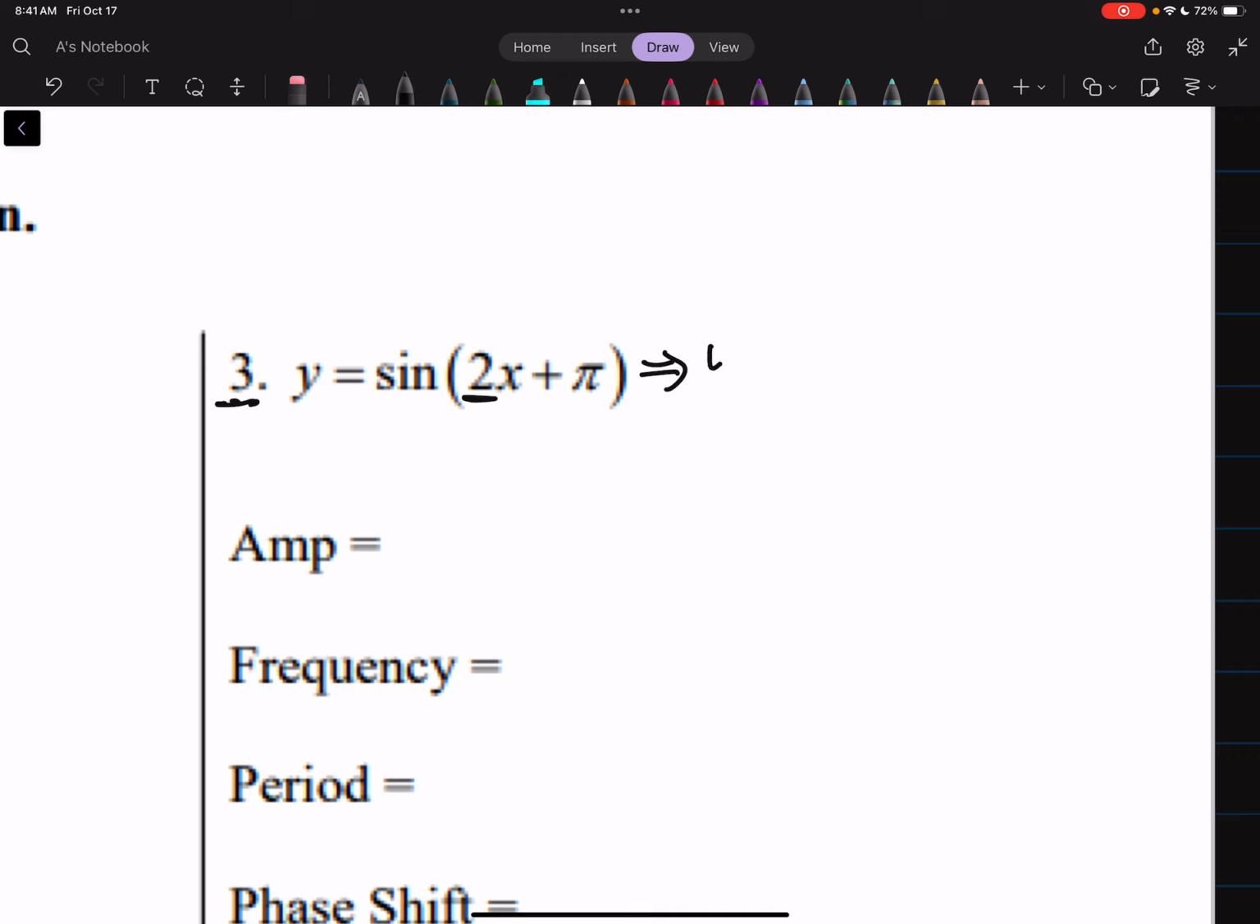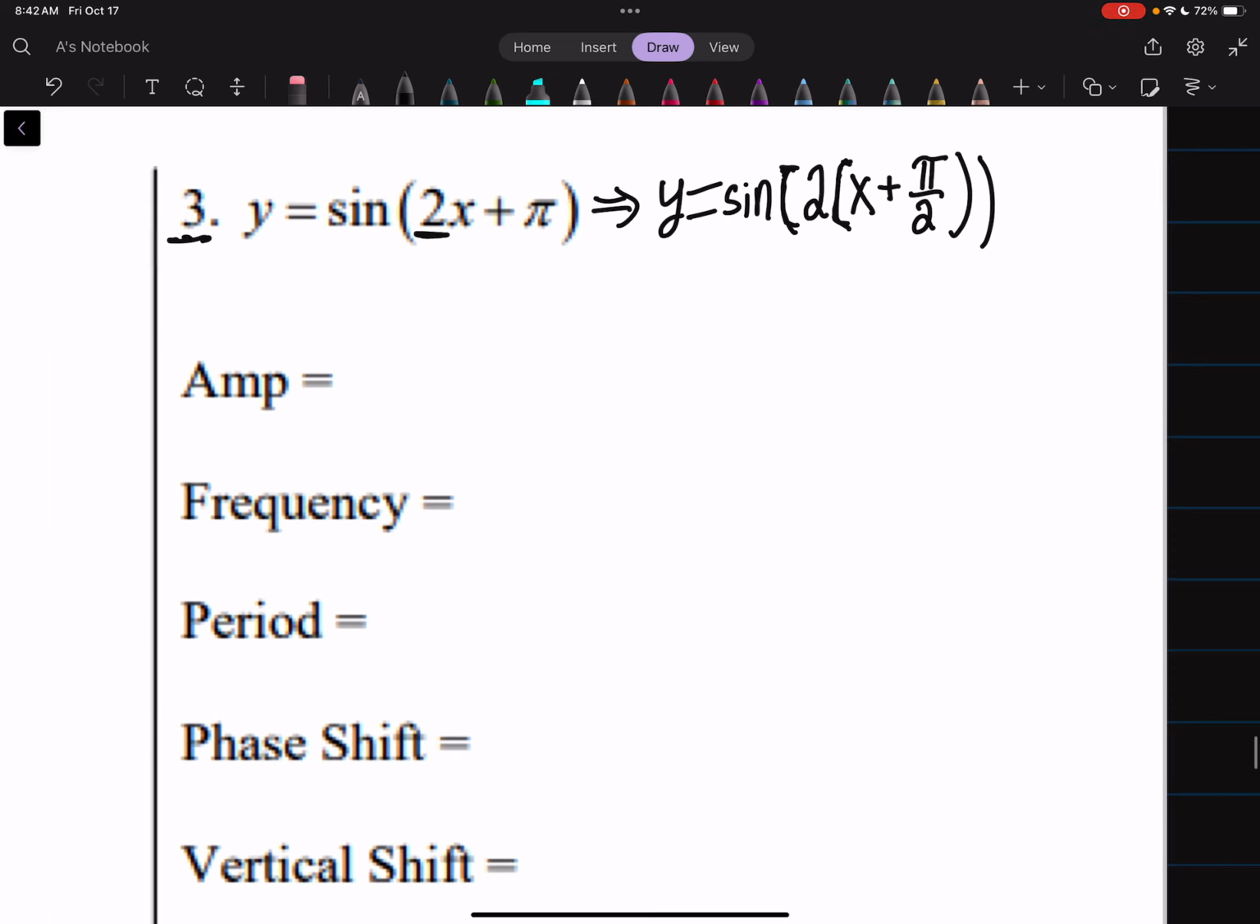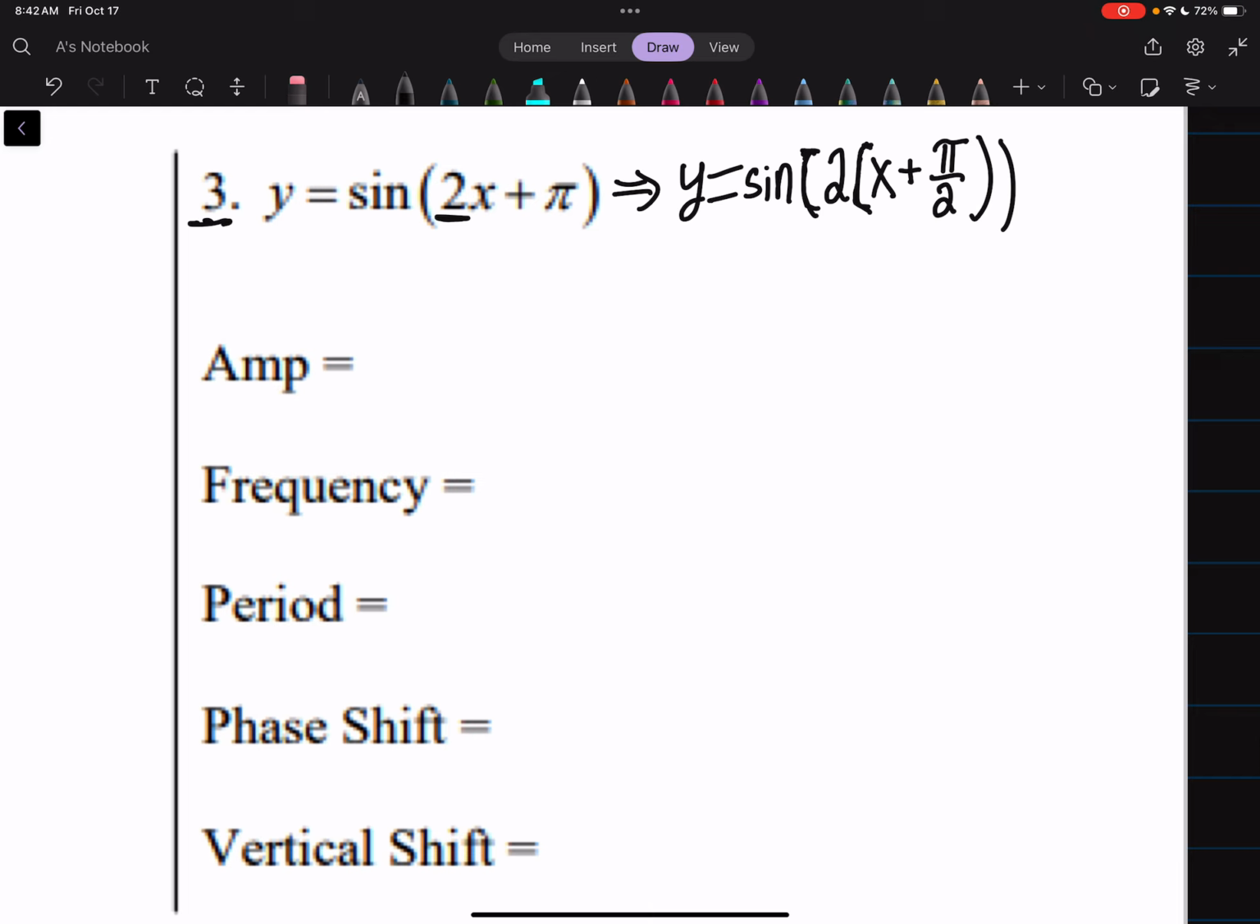Pull out the 2. Y is equal to sine of 2 parenthesis. 2 divided by 2 is 1, so it's 1x. Pi divided by 2 is pi over 2. Plus pi halves. Now I can do the remainder of the problem.